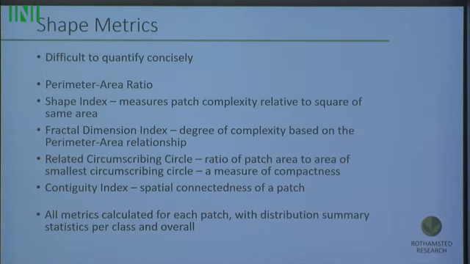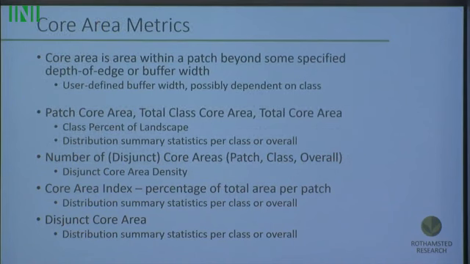There are then some shape metrics, and the comment that is always made in the manual is that it's really difficult to define what we mean by shape. I don't know how useful all of these are, but there are things like the perimeter area ratio, a shape index that looks at the shape relative to the most compact shape you can come up with, a fractal dimension index, and so on.